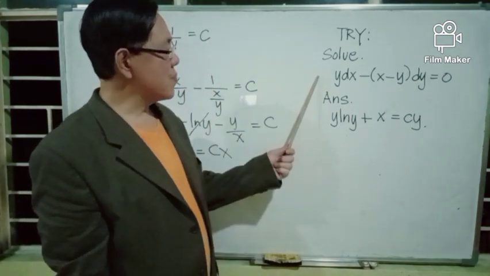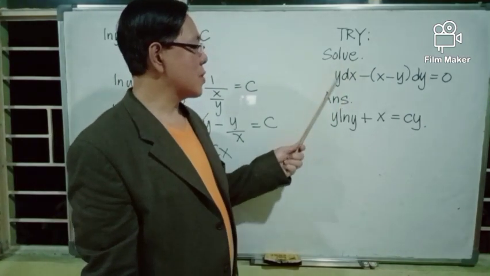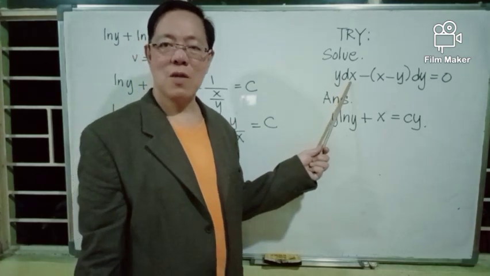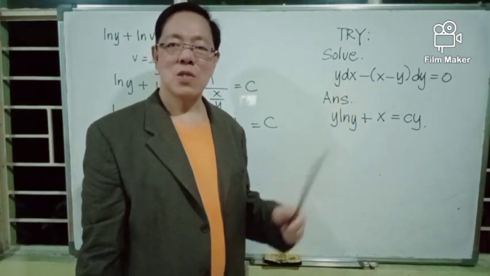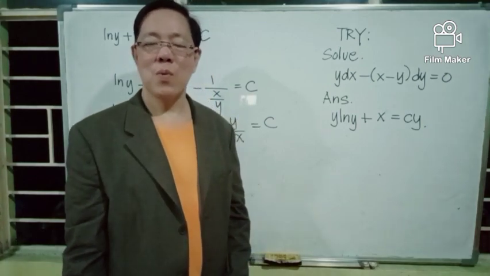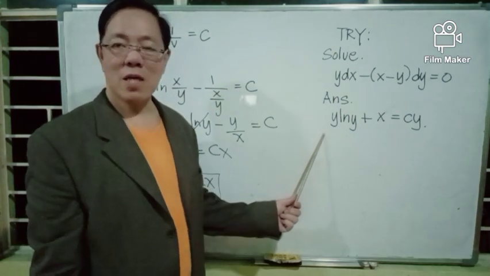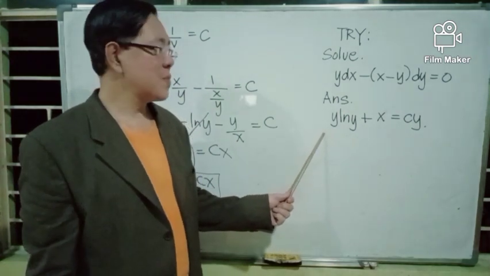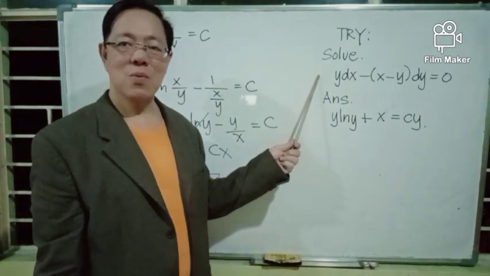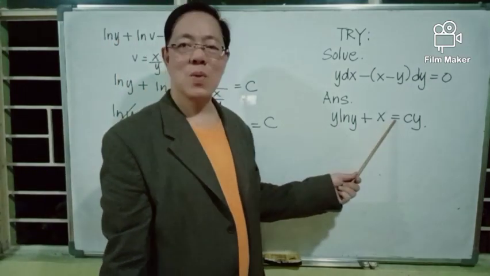And for this differential equation, you take note that the simpler term contains the differential of x. That means for the substitution, you will make use of y equals vx. And for you to check your answer, I give you the general solution of this differential equation. And it is y ln y plus x equals cy.